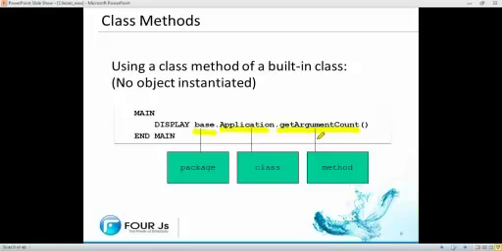So with class methods you can see there's only one object to manipulate. You don't have to find a reference to the specific object that you want to work with. There's only one, and in this case there's one current program that we're getting a count of arguments for.